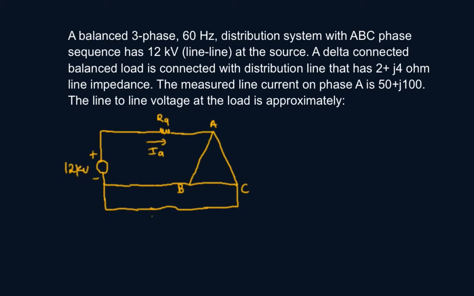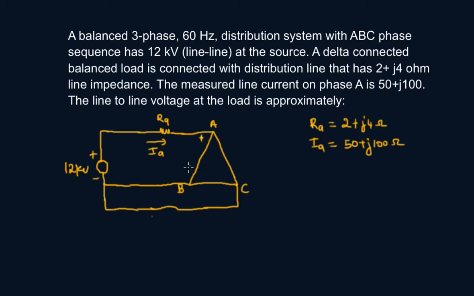Okay, so we have RA is 2 plus j4 ohms. IA is your line current, 50 plus j100. So we have to solve the problem using a single phase, right? Per phase. In order to do that, so this is what the question is asking you.